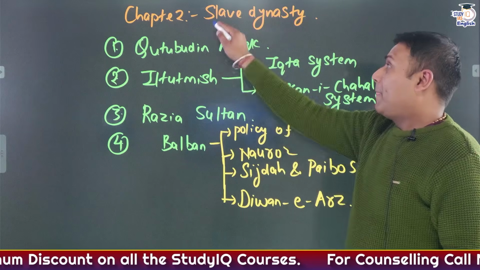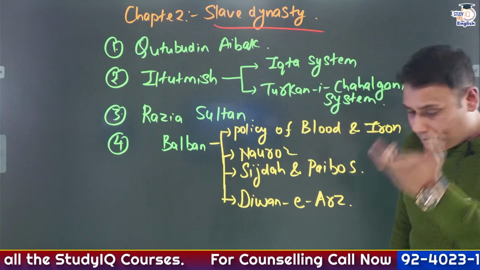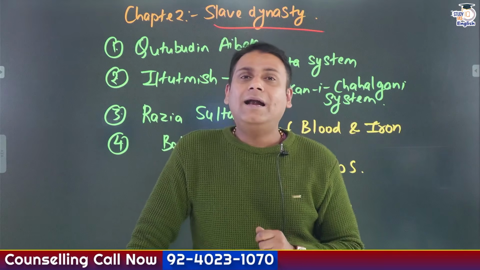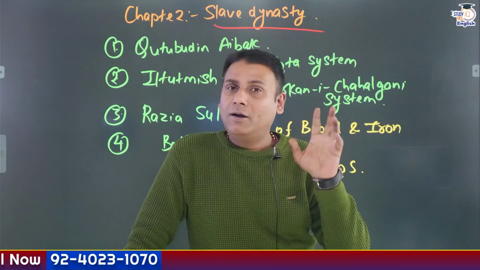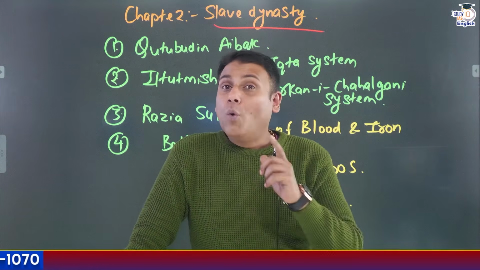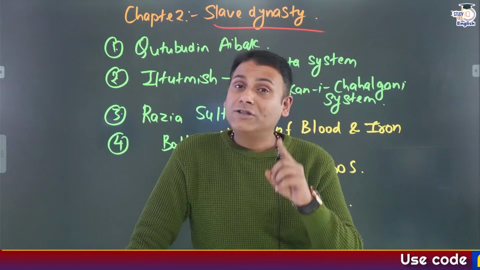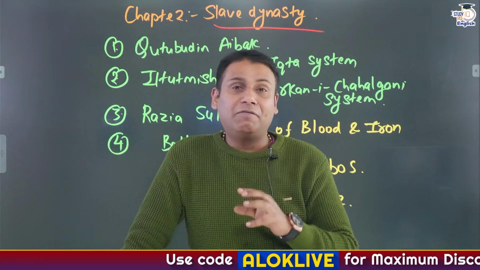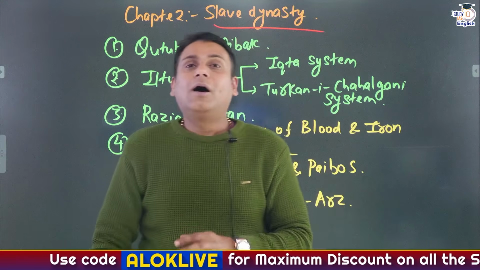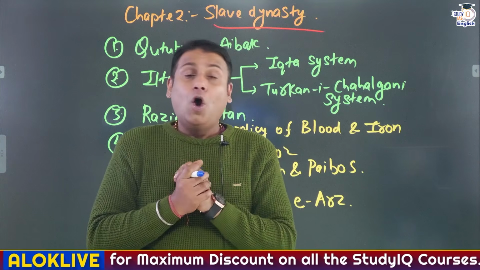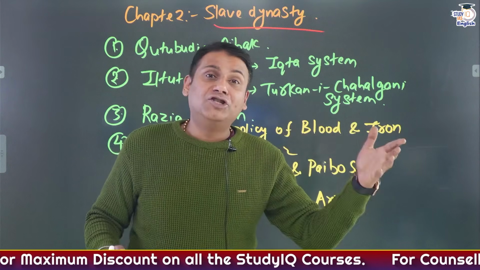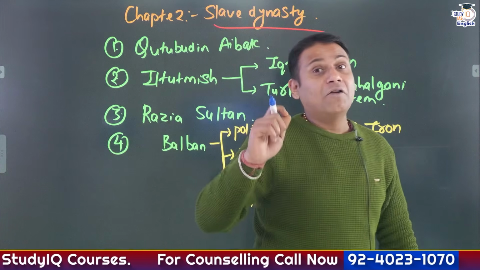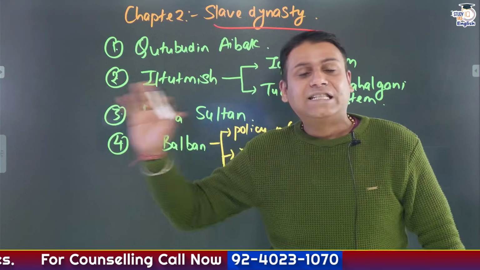Chapter 2, Slave Dynasty. Now, when Muhammad Ghori was going back to Kabul, he had kept 2 slaves in India to take care of the administration. One was Qutbuddin Aibak, the other was Bakhtiyar Khilji. Qutbuddin Aibak focused on the northern part of India so that he could consolidate the administration. On the other hand, Bakhtiyar Khilji was following the policy of Shikan. Shikan means destroyer of temples and spread of Islam.